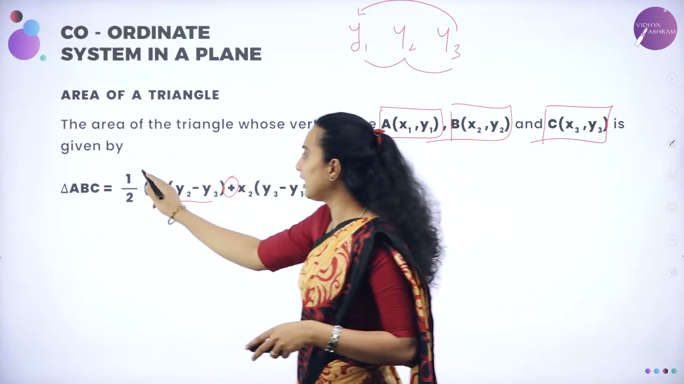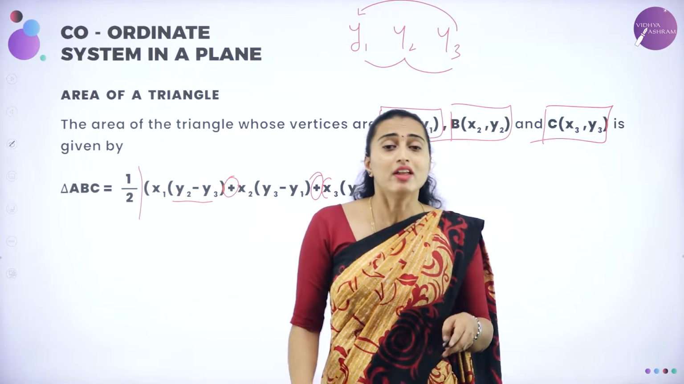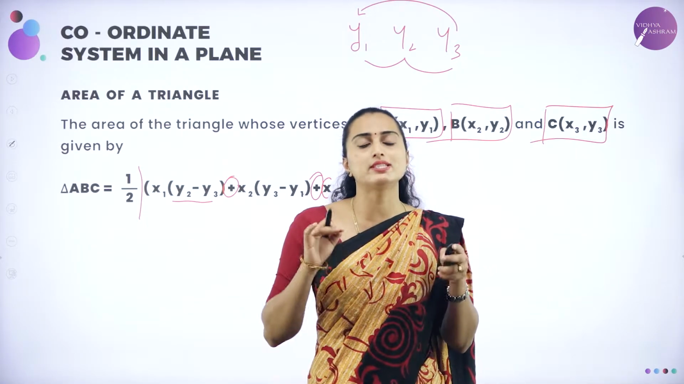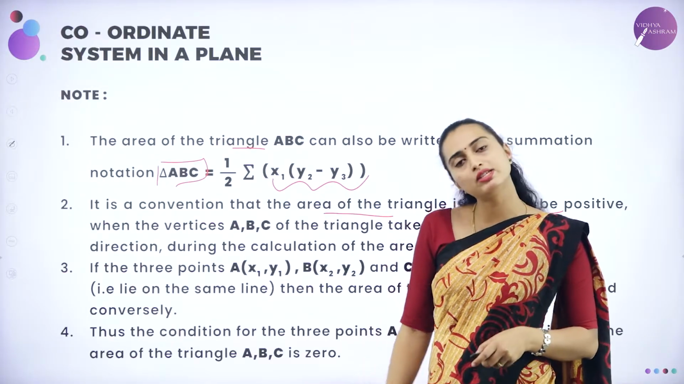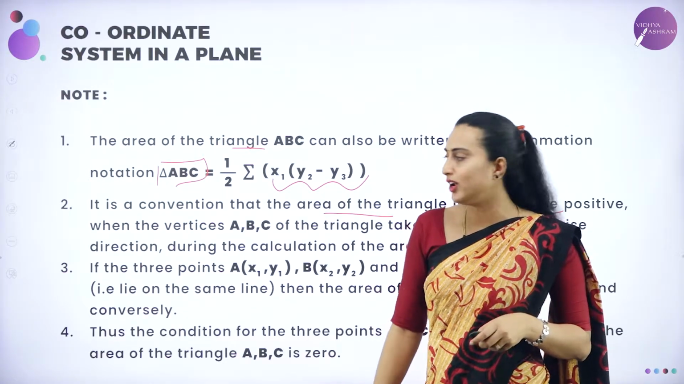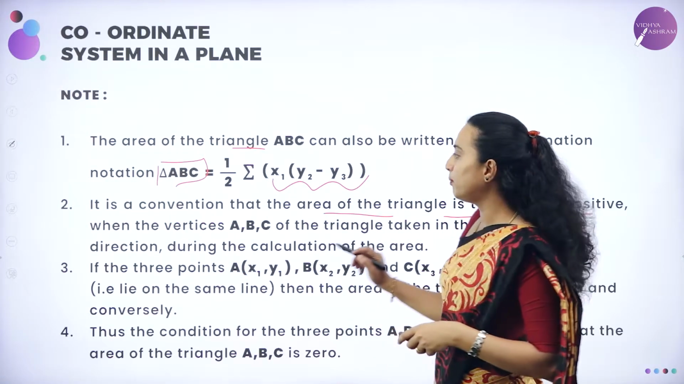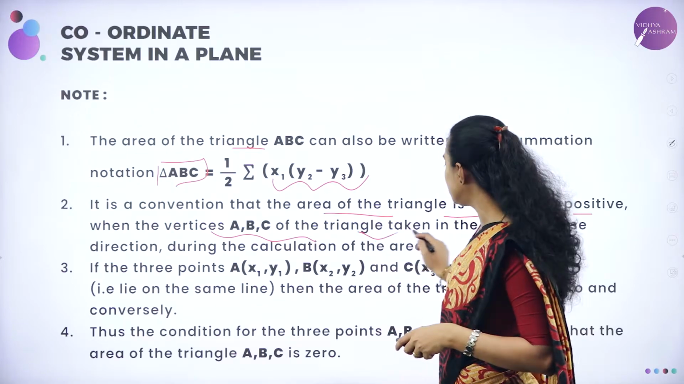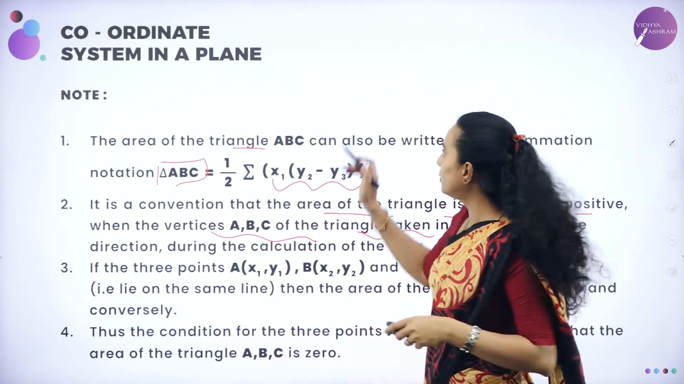So therefore here I can write it as modulus of, because even if you get a negative, the area of a triangle is always measured as positive itself. The area of a triangle is always measured as positive only. So it is a convention that the area of a triangle is taken to be positive when the vertices of triangle ABC are taken in the anti-clockwise direction.